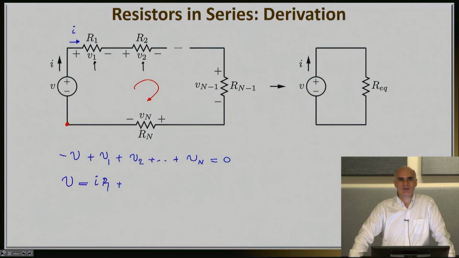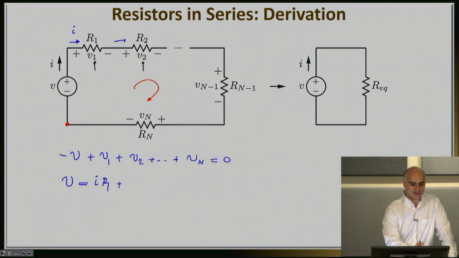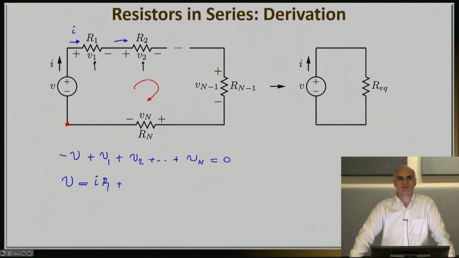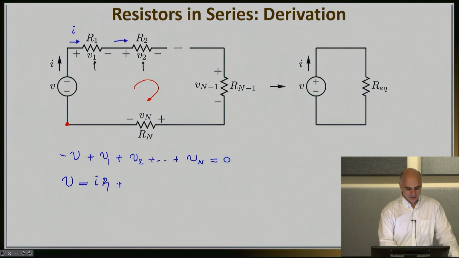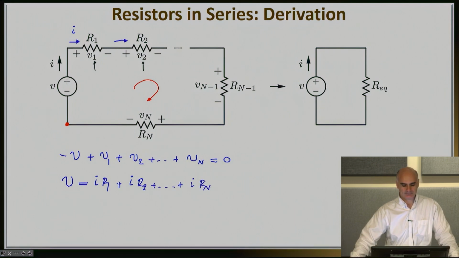Then similarly for V2, I have the passive sign convention. The same amount of current has no choice but to flow through R2. Remember the analogy of water. For DC circuits, currents flow more or less like water. Once it exits R1, it has no choice but to continue propagating through R2. So this could be equal to I times R2 plus all the way to I times Rn.